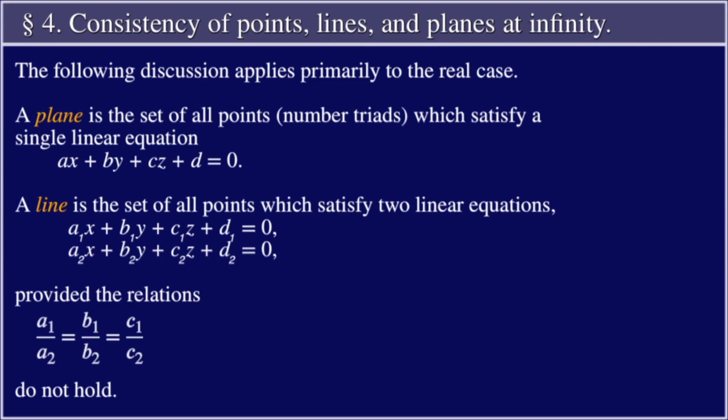+ d = 0. A line is the set of all points which satisfy 2 linear equations, a1x + b1y + c1z + d1 = 0, and a2x + b2y + c2z + d2 = 0, provided the relations a1/a2 = b1/b2 = c1/c2 do not hold.